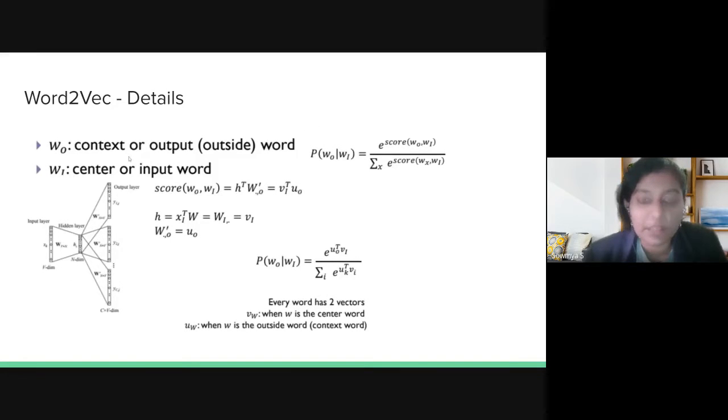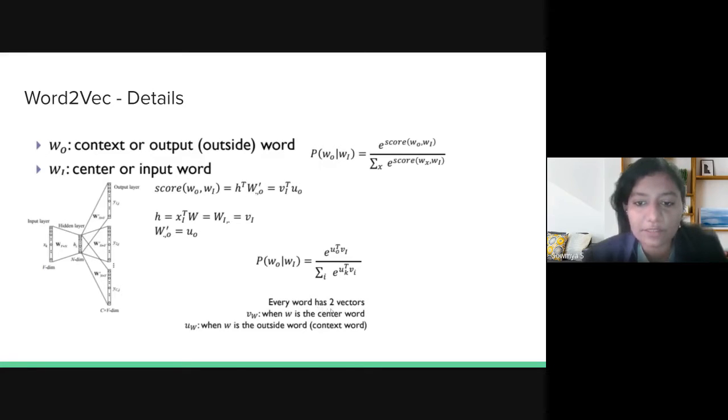So now we will be using the softmax function, where W0 is the outside word and W1 is the center or the input word. So we use a score to measure the similarity between them and then use the softmax. Here the score they've taken is the dot product, or just the cosine similarity if they are normalized. Since we take the score as that, it reduces to the dot product.